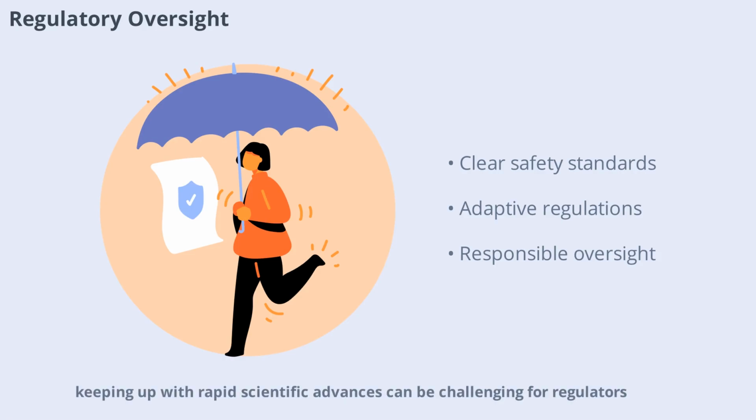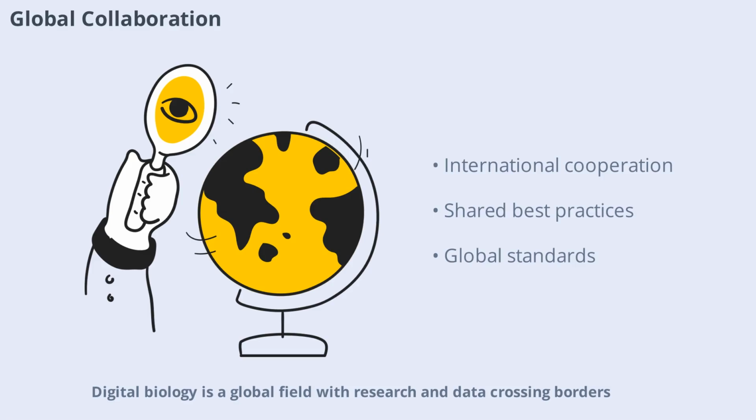However, keeping up with rapid scientific advances can be challenging for regulators, making ongoing review and adaptation necessary. Digital biology is a global field with research and data crossing borders. Ethical challenges often require international cooperation, from sharing best practices to harmonizing regulations. Working together helps address issues like data privacy, biosecurity, and equitable access on a global scale.